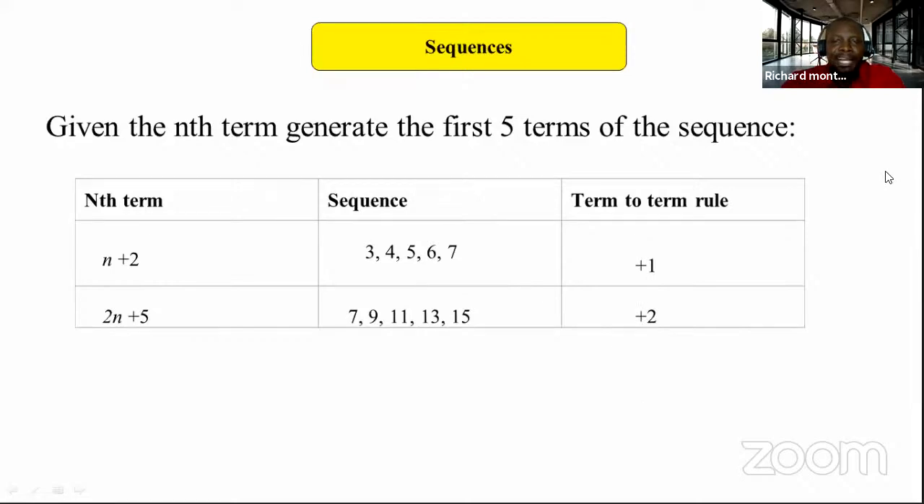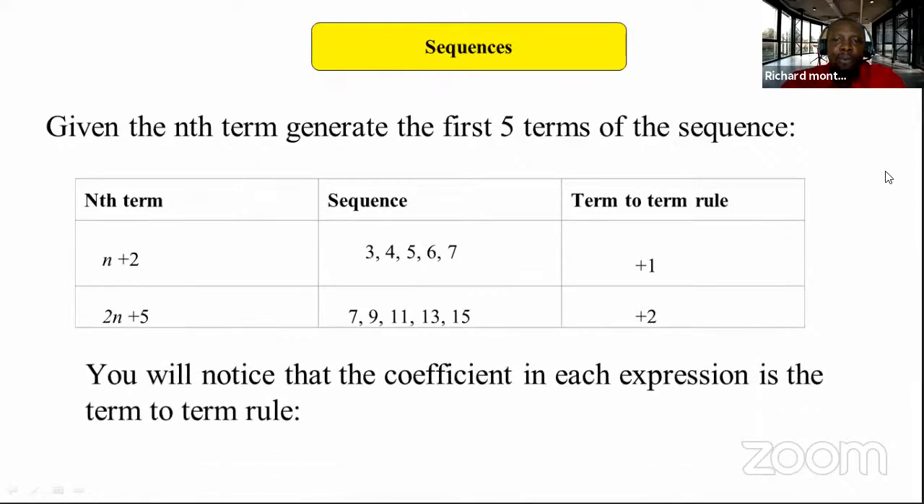All right. So as we're looking at that, I want you to notice the coefficient in each expression and the term-to-term rule. Look closely at those. The term-to-term rule, the coefficient. Do you notice anything, students?